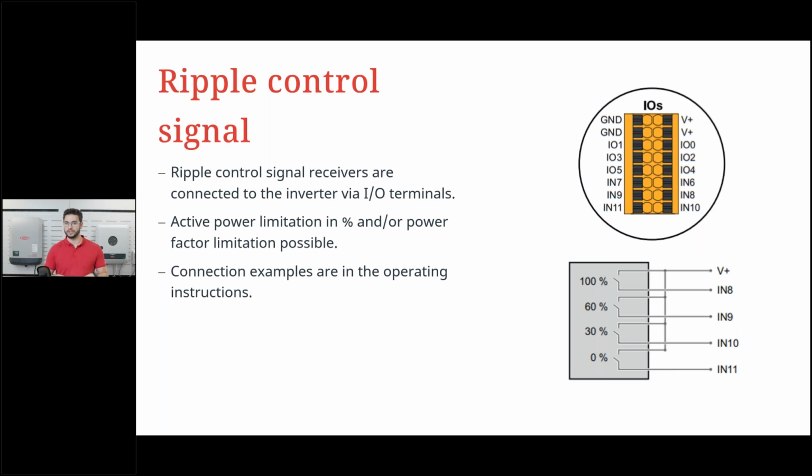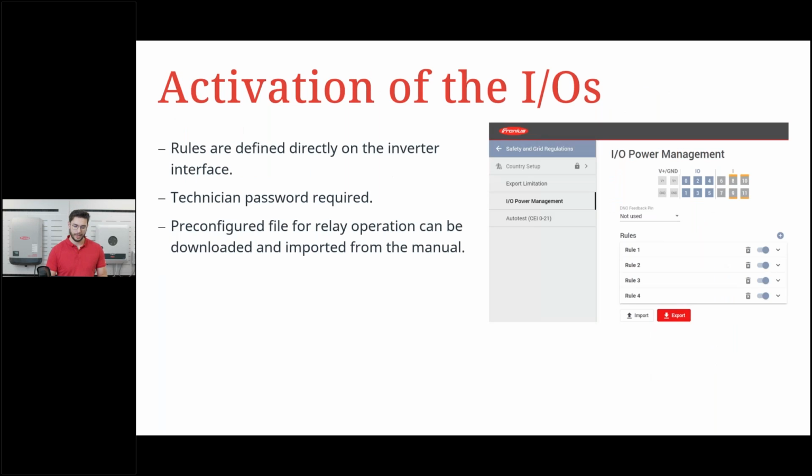In our operating instruction, we also have some examples. You can even download some predefined settings if you want. And it would look like this when you do the activation. You go to the web interface of the inverter. You go to safety and grid regulations, which requires you to enter a technician password. And then we go to IO power management, where we can see the overview of the rules. And then we activate one by one as we have to.